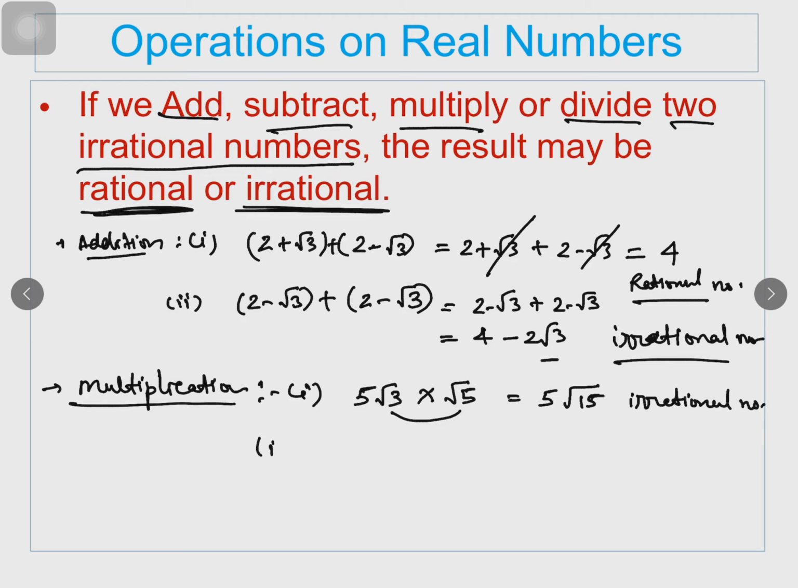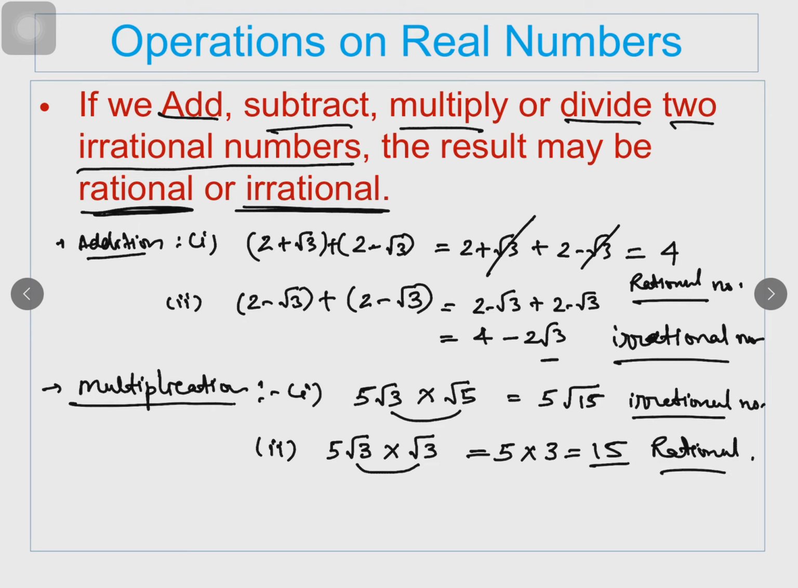Okay, let's take another example. This time we have 5 root 3 multiplied by root 3. In this case, we have 5, and root 3 times root 3 will give us 3, and the result will be 15, and 15 is a rational number.